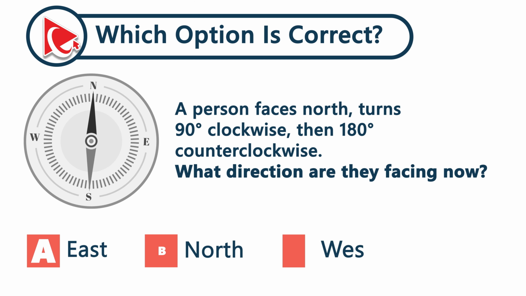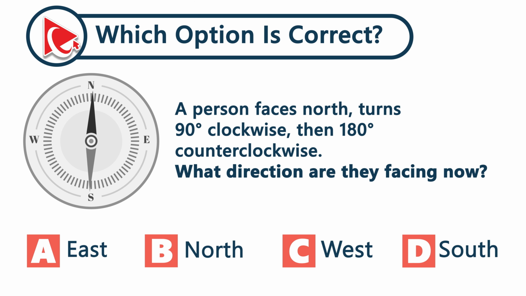A person starts by facing north. They turn 90 degrees clockwise, then make a 180-degree turn in the opposite direction, counterclockwise. Which direction are they facing now?